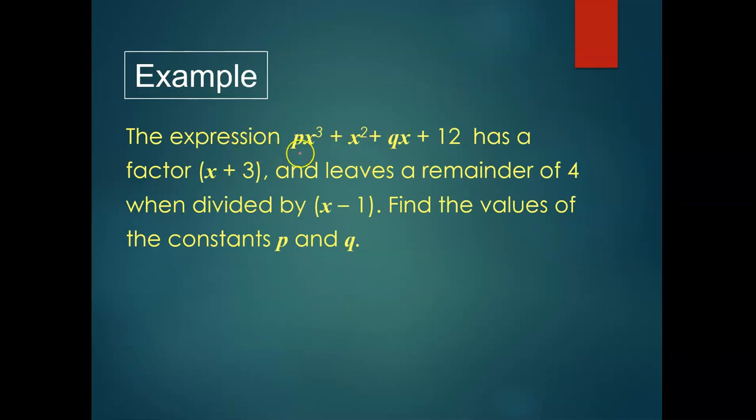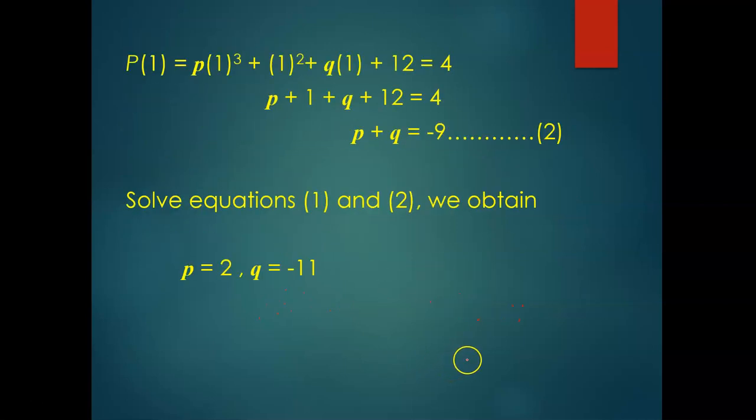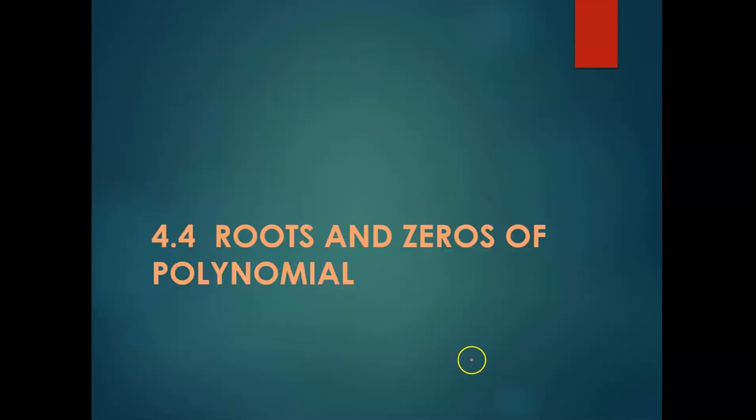Okay, so this is another example. They ask you to find P and Q. The condition given, x plus 3 is a factor, then we know that P(-3) equals 0, and leaves a remainder of 4, then the other one is P(1) equals 4. Two equations, you will end up with equations in terms of P and Q for both, then solve by simultaneous equations again or elimination. You can refer to the lecture notes later on.